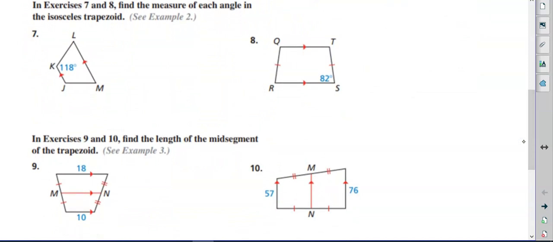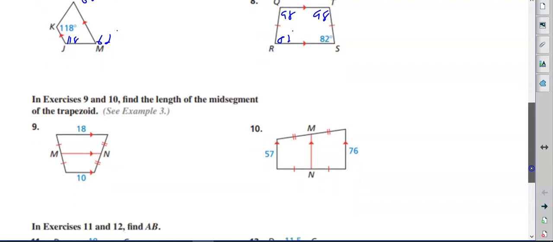All right, number 7 and 8. Find the measure of each angle in the isosceles trapezoid. Okay, so in the isosceles trapezoids, remember the base angles are equal. So this is also 118. All right, and then consecutive angles are supplementary. So 180 minus 118 is 62 and 62. All right, same thing here, 82 and 82. And then 180 minus 82 would be 98 and 98. Good facts to have on your reference cards.